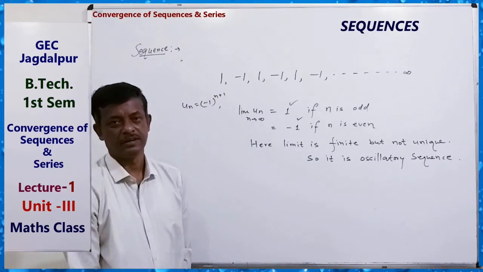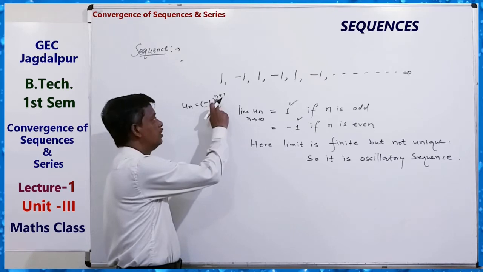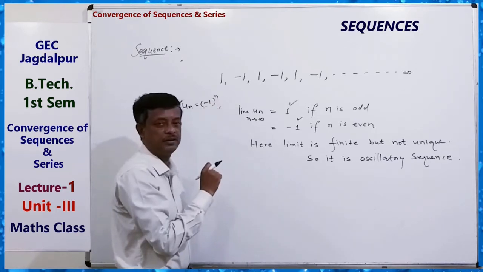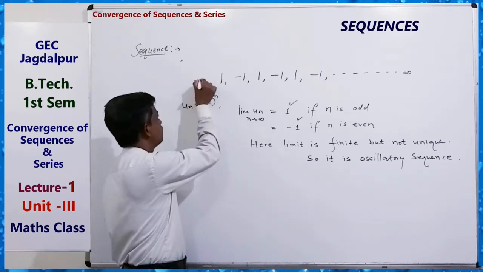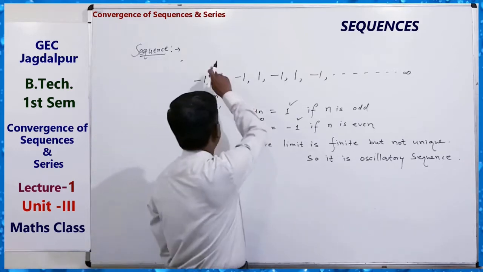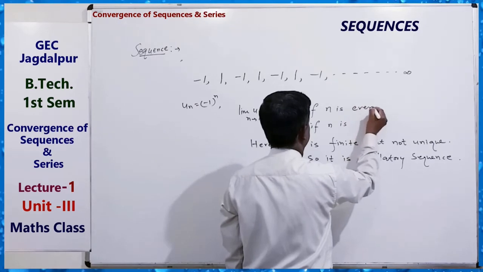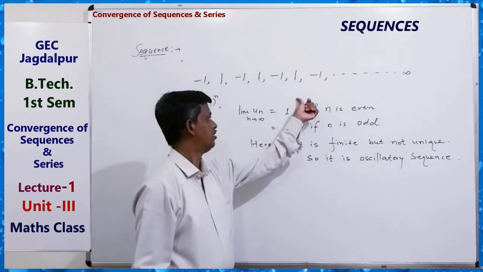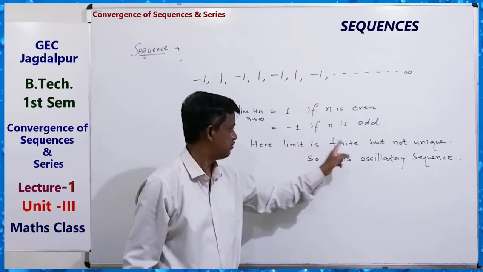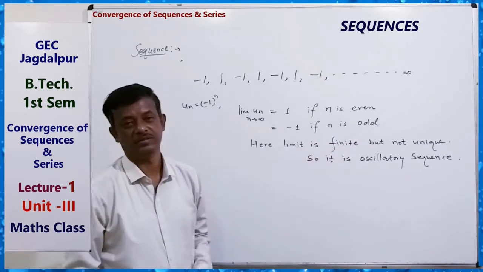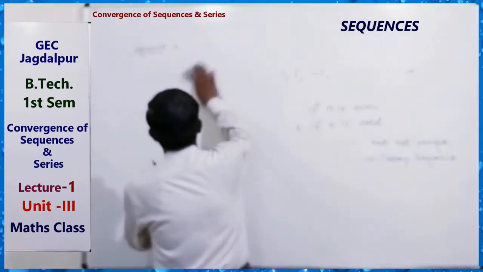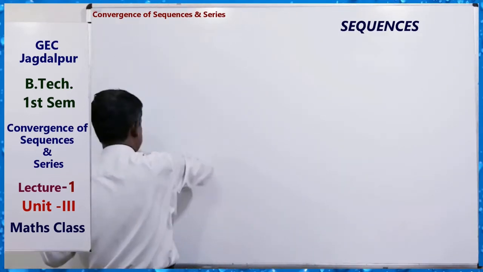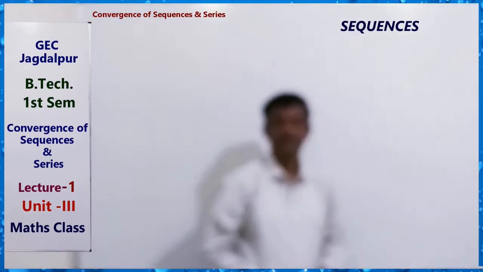It is an oscillatory sequence. Okay, if you take here only n, then if n is odd we always get minus 1. So for this sequence, here you can write even, odd. Here also we can see that the limit is 1 or minus 1. That is, the limit is finite but not unique. So it is an oscillatory sequence. Okay. So these are the types and nature of a sequence. So whether a sequence is convergent, divergent, or oscillatory, we can identify.